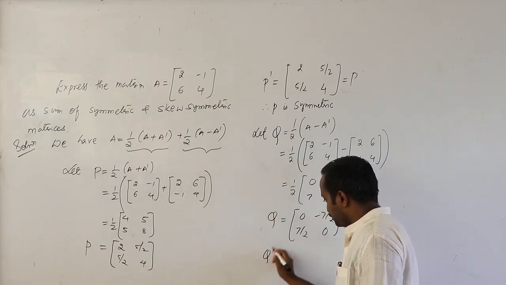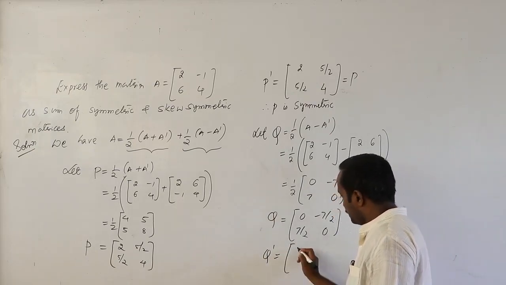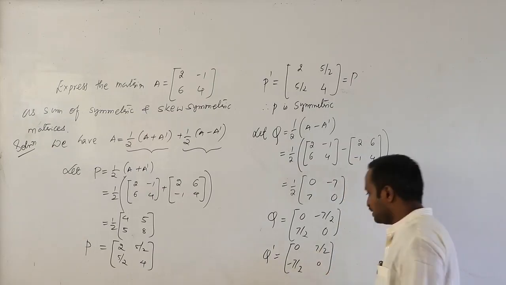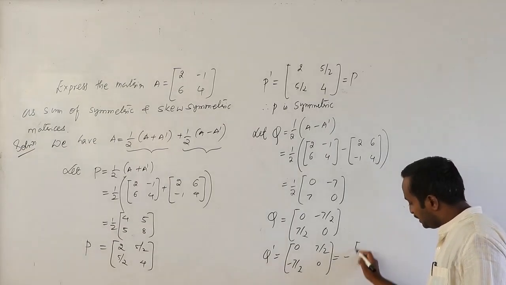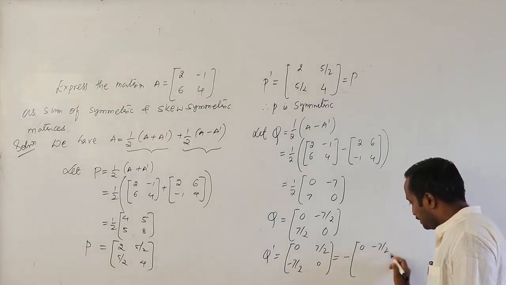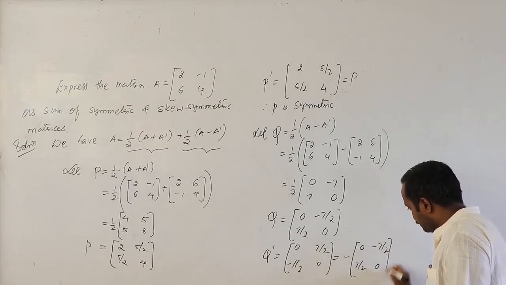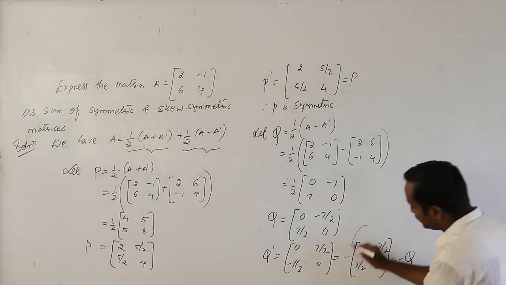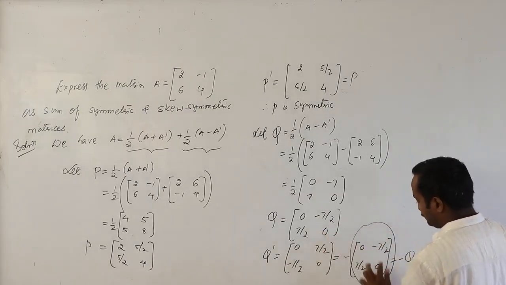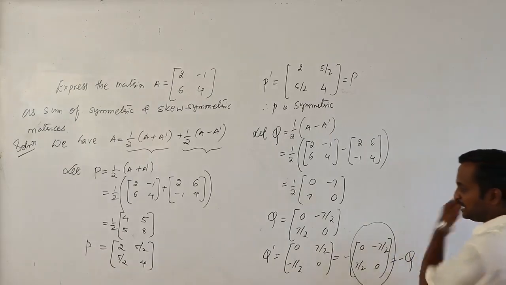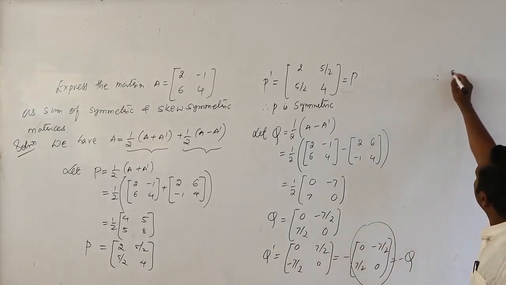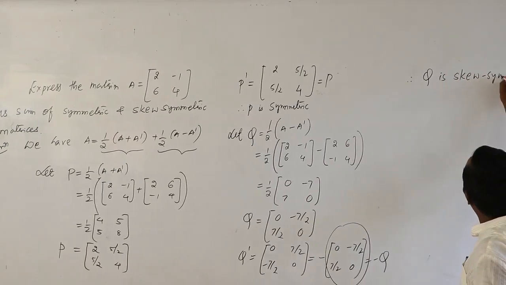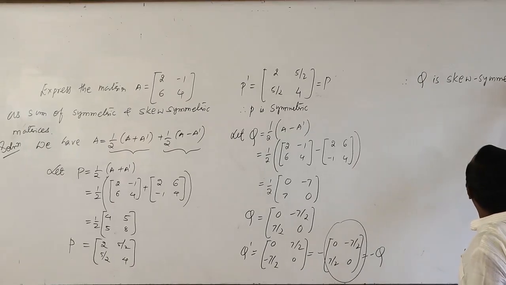Okay? Q dash. Q dash is what? [0, 7 by 2; minus 7 by 2, 0]. Taking minus common, what happened? If you take minus common, [0, minus 7 by 2; 7 by 2, 0], that is minus Q. Q dash becomes minus Q. Observe. Q dash equal to minus Q means what is your conclusion? Q is a skew symmetric matrix.